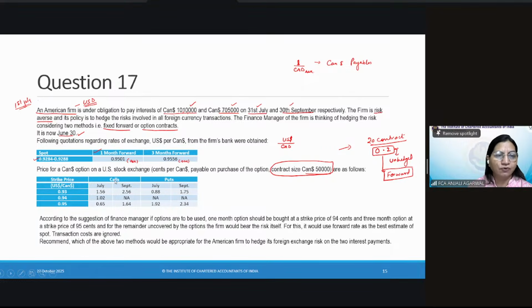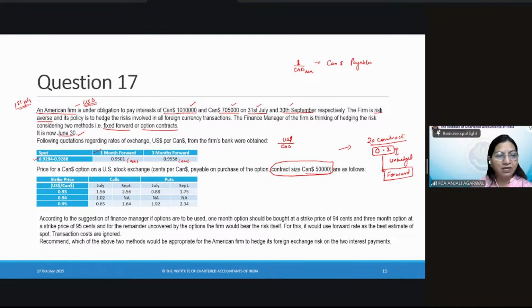You will choose for calls, you will choose for puts. So you have to decide, when you want to buy a Canadian dollar, do you want to go for a call option or a put option? Now let's read the question further. According to the suggestion of the finance manager, if options are to be used, 1 month option should be bought at a strike price of 94 cents and 3 months should be bought at a strike price of 95 cents.